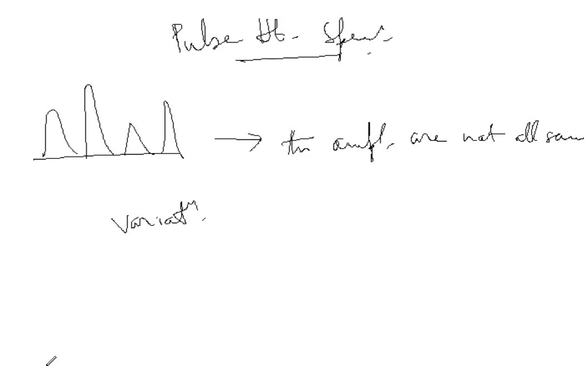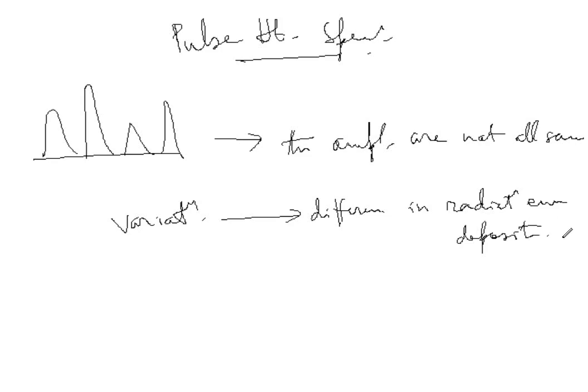So these variations, as I was telling you, might be due to differences in the radiation energy deposited, or the incoming radiation as well. Another reason for fluctuation is the inherent response of the detector to monoenergetic radiation.